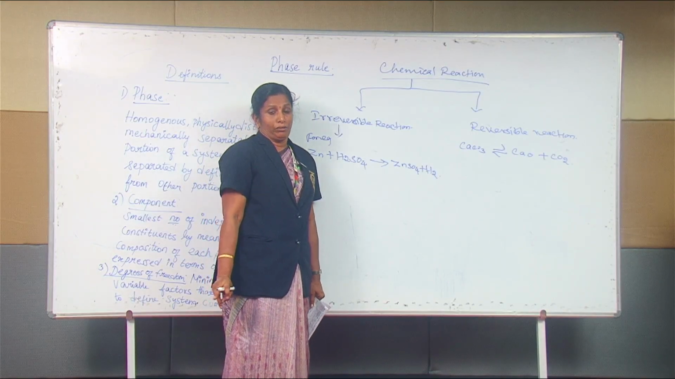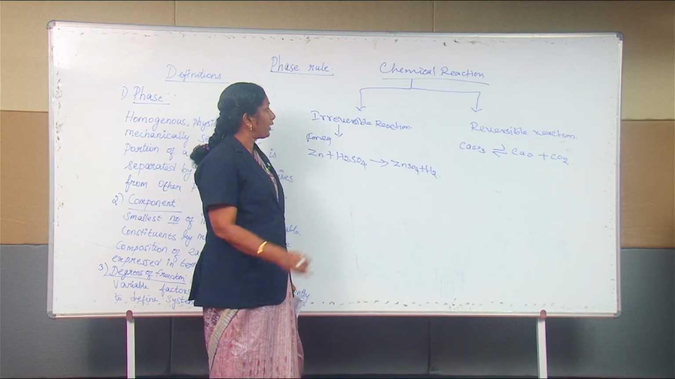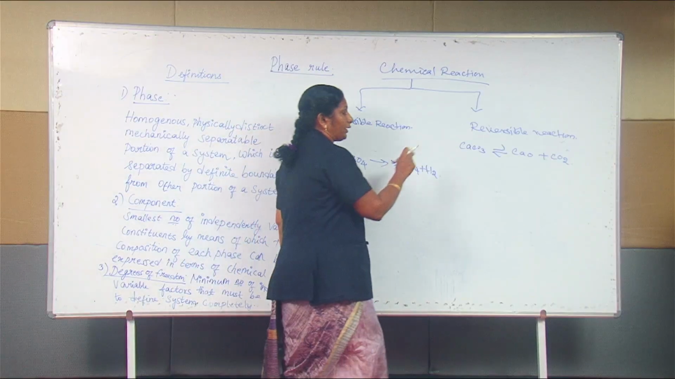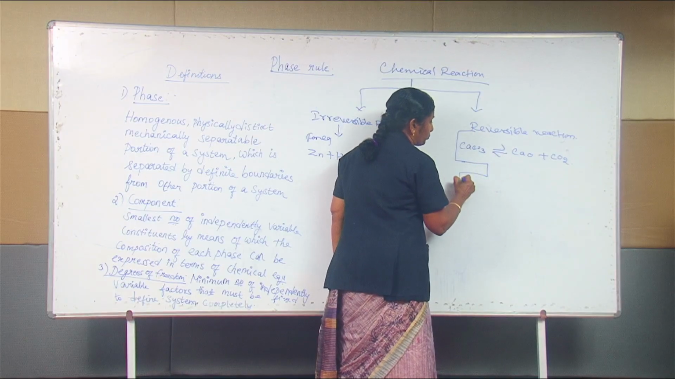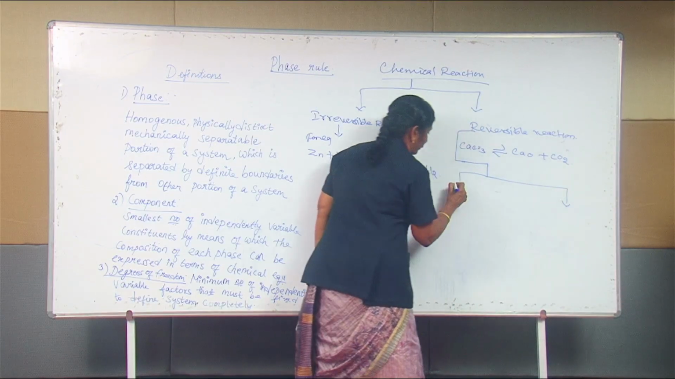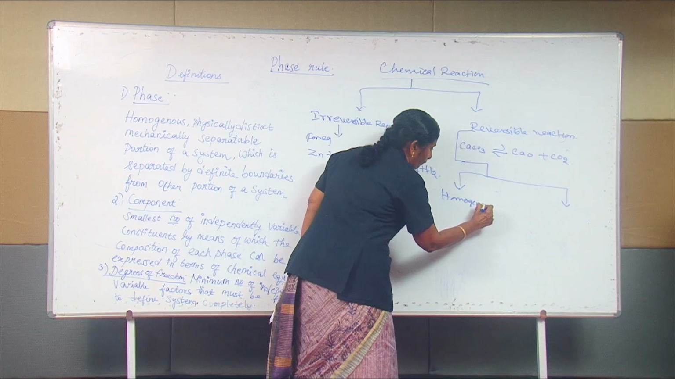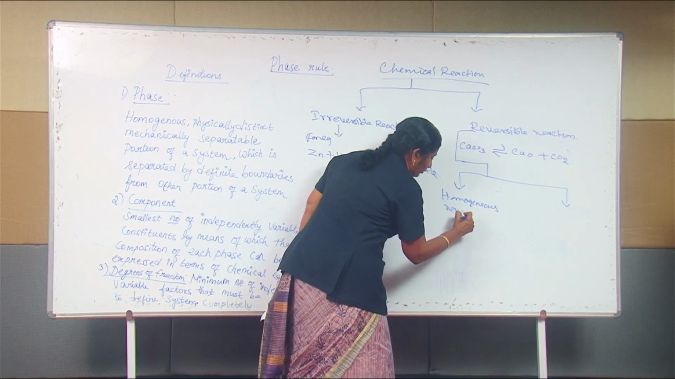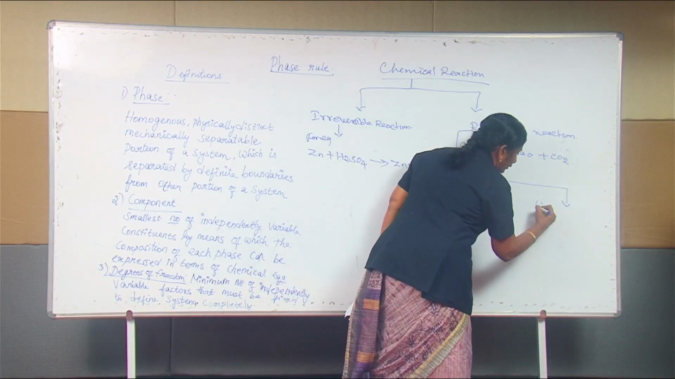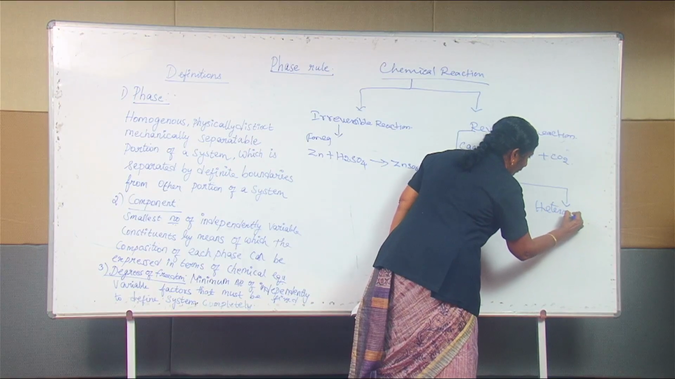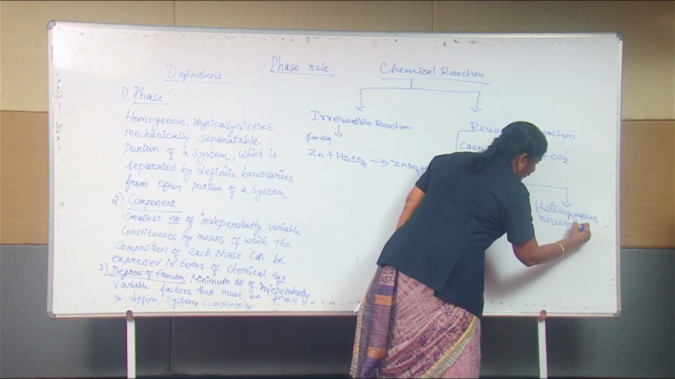Then why do we discuss the phase rule here? In the case of a reversible reaction, it can again be classified into two types. One is a homogeneous reversible reaction. Another one is a heterogeneous reversible reaction.